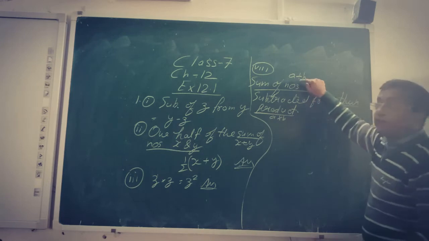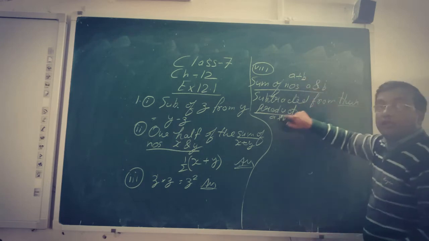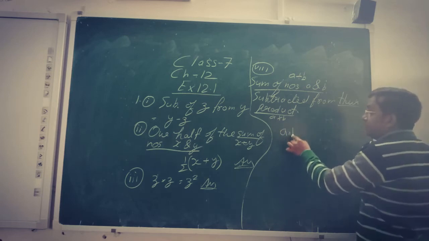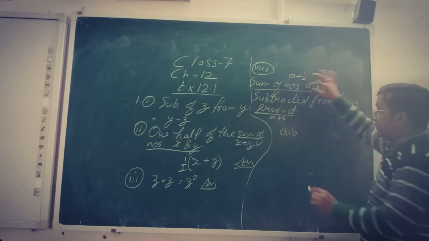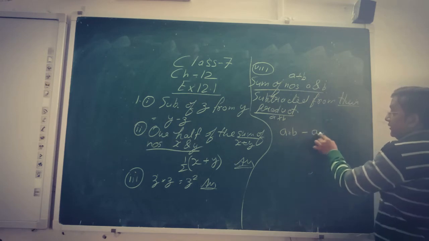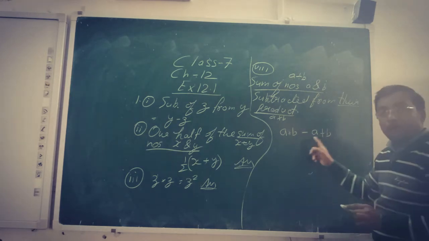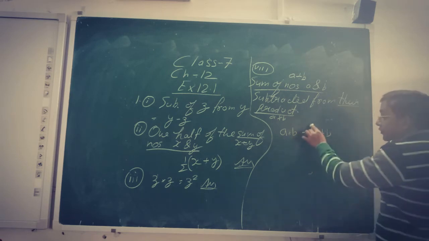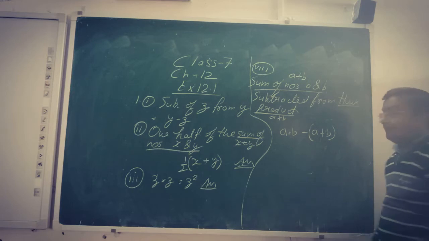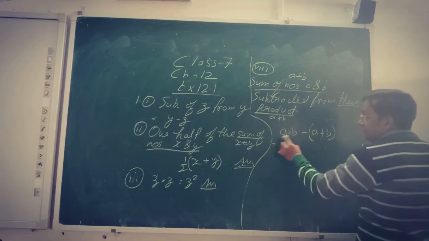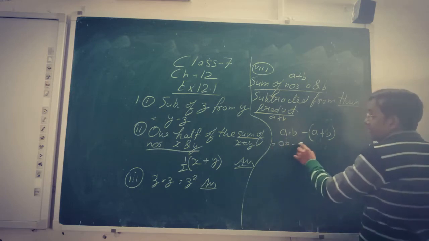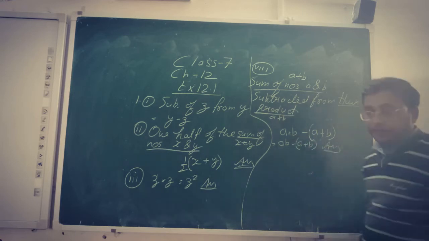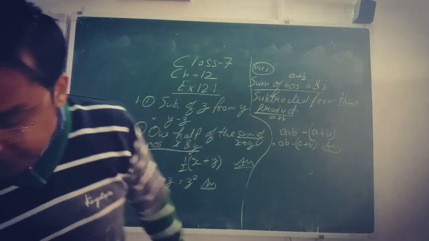So you have to subtract this from this. This will be kept on the left side, that is a multiplied by b. And this part will be put on the right side. Since this whole part is being subtracted and it has more than one term, we have to put a bracket. And you can write this like this also: ab minus (a plus b). This is your answer. Now let's move to the next part.